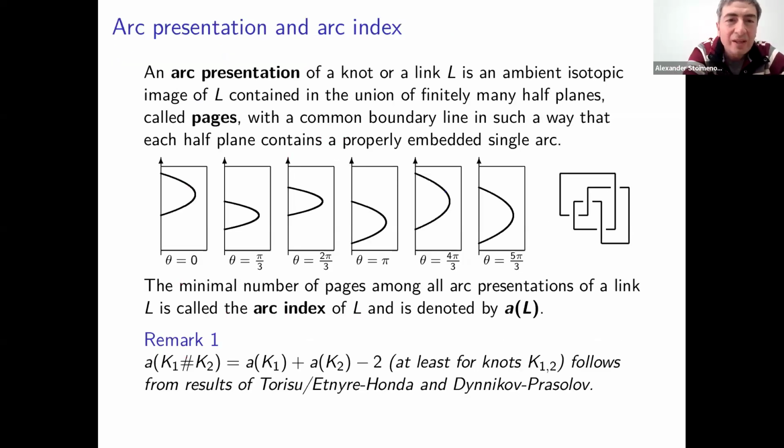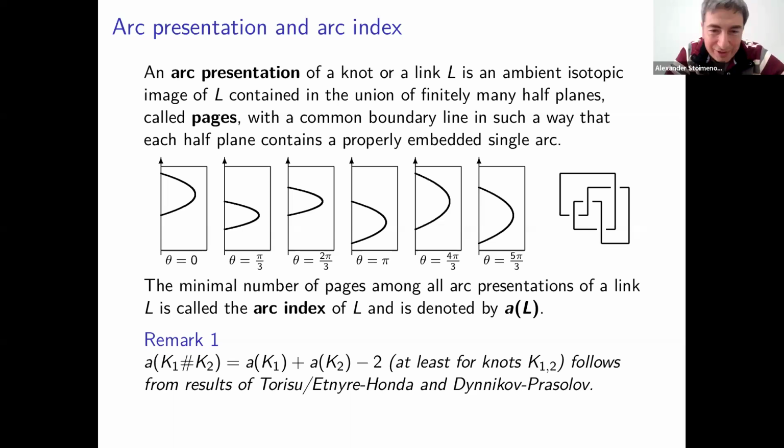Then there is this arc presentation, which I have been considering for some time, where you embed a knot into an open book such that on every page there is an arc which connects with the axis. And then the smallest number of pages that you need to represent a knot in this way is called the arc index. And I already make this remark here that the arc index is known, at least for knots. I don't know exactly about the case of links. If somebody knows, then maybe you can tell me.